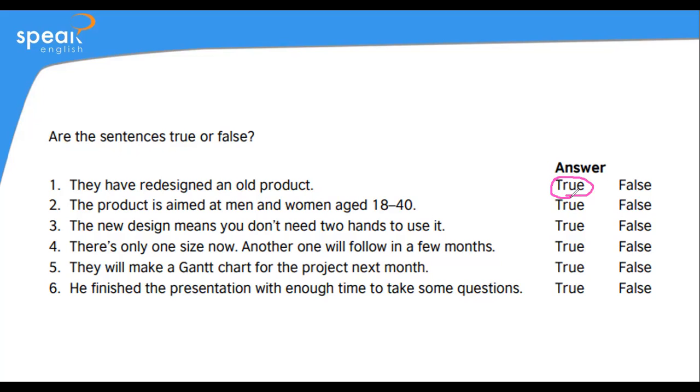What about number two? The product is aimed at men and women aged 18 to 40. That is true or false? I think that is false. What makes you think it's false? Because they mentioned it is for a person who likes technology and adventures. Oh, right. Yeah, that is true. They mentioned that piece of information. But do you remember what the target market was? The product was aimed at what group of people?